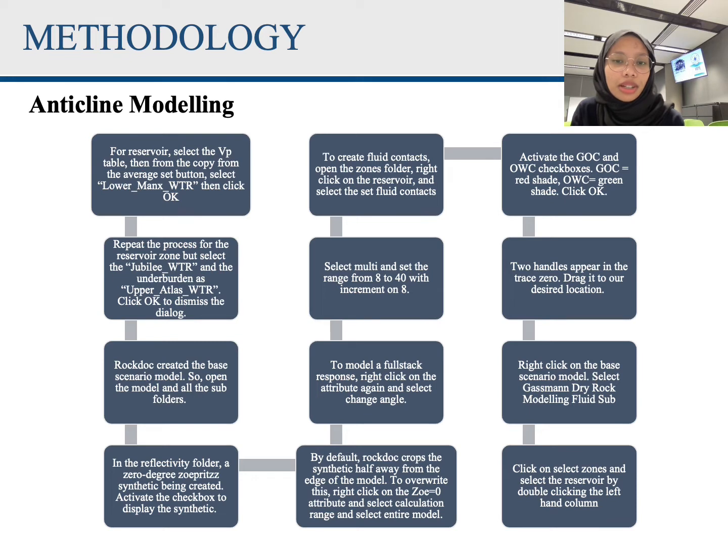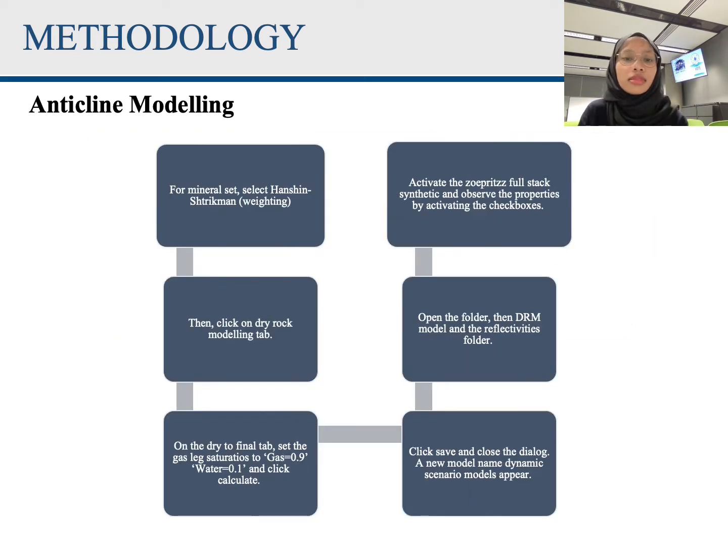After that, to handle the appearance in the trace 0, drag it to our desired location, then right click on the base scenario model. Select Gassmann Dry Rock Modeling Fit sub, and then click on select zone and select the reservoir by double clicking the left hand column. Then for mineral set, select Hanshin treatment weighting, then click on Dry Rock Modeling tab. After that, on the Dry to Final tab, set the gas saturation to gas equals 0.9, water equals 0.1, and click Calculate. Click Save and close the dialog.